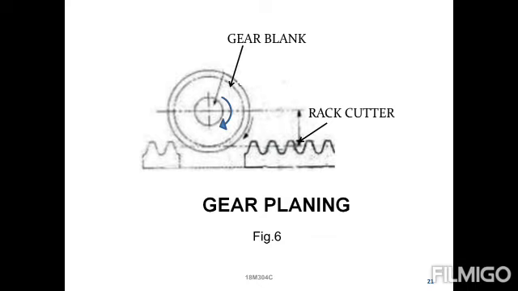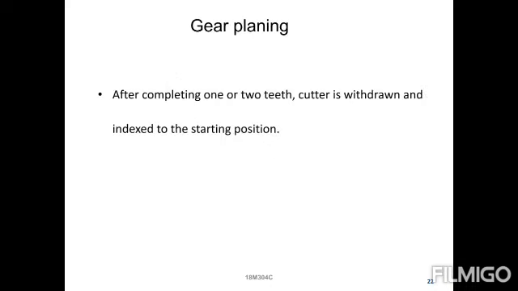The gear blank is the round circular object, and the rack cutter is provided; while running, it is the easiest way to cut the material. After completing the cut of two teeth, the cutter is returned to the starting position, the blank is indexed, and the cycle is repeated. The blank continuously repeats the cycle after completion.